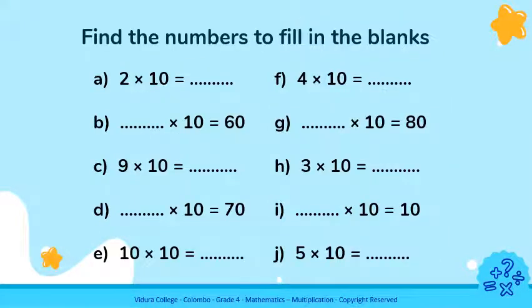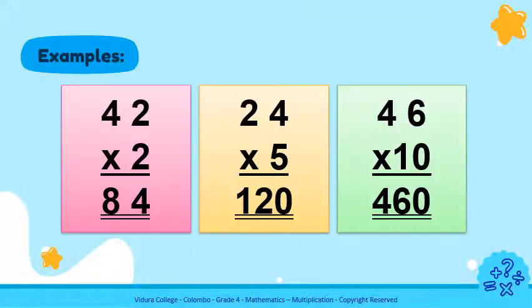Like we did in 2 times and 5 times, here also you have to find the numbers to fill in the blanks. These questions are based on 10 times table. Do it quickly, children. Okay, now look at these examples. We will first do the pink color box, 2 times.